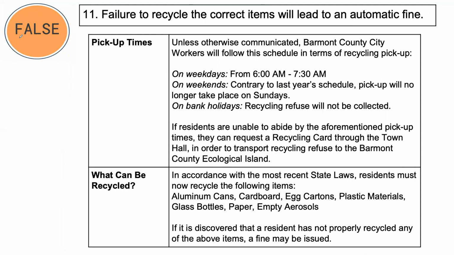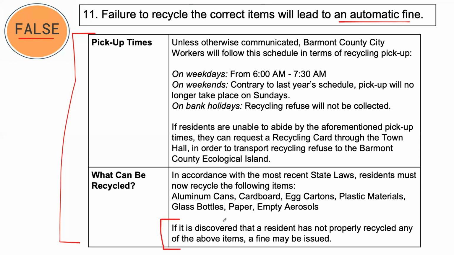Okay, now I'm going to show you an example of a false answer. We have the same passage. We're sticking with the same theme here because this is something that you would see in the general reading. Number 11, failure to recycle the correct items will lead to an automatic fine. Again, we would go in order in this case. We would look for keywords, and we'll just show you the answer right now. It's going to be right here in this last sentence.